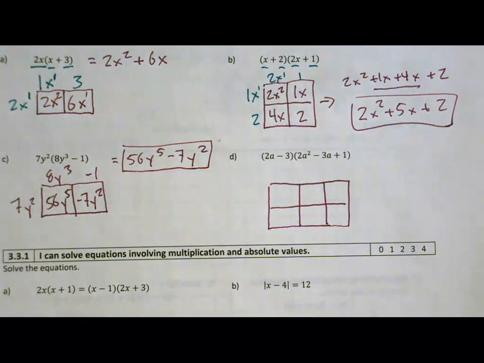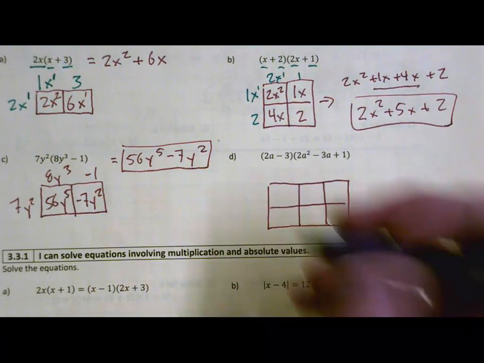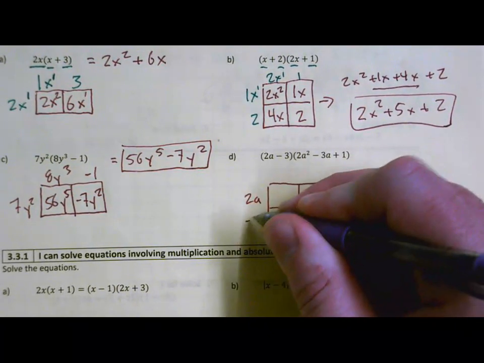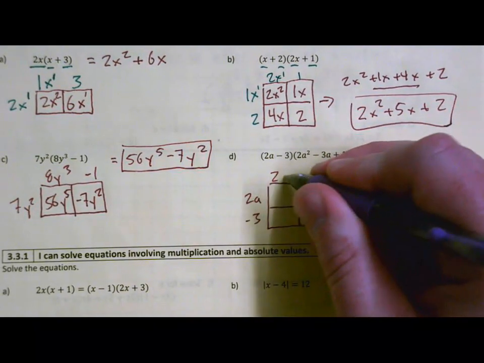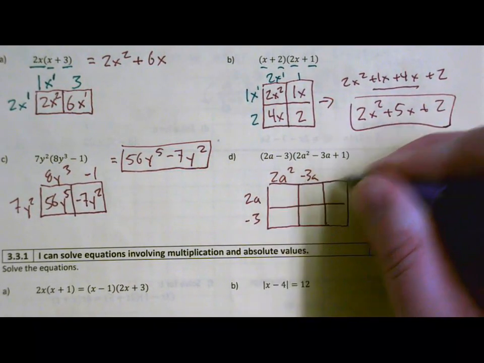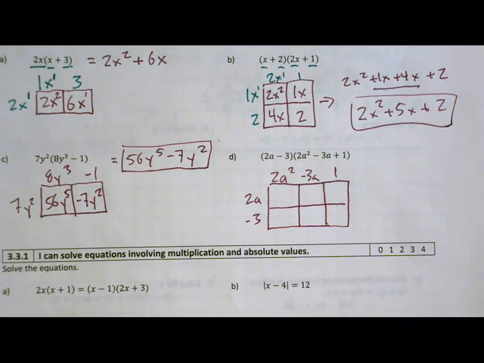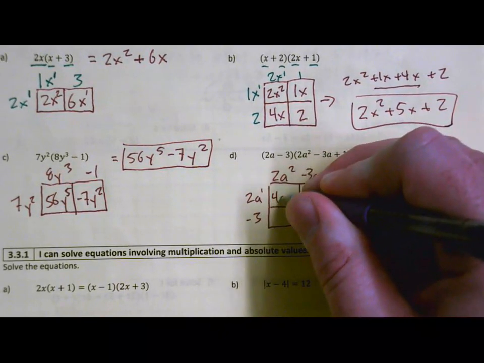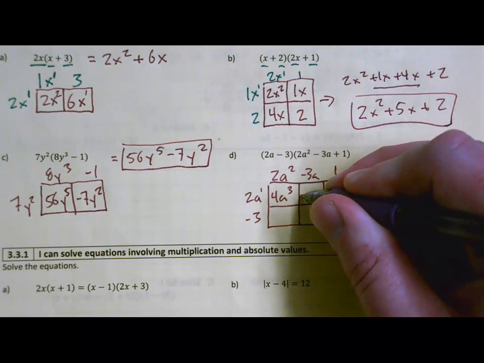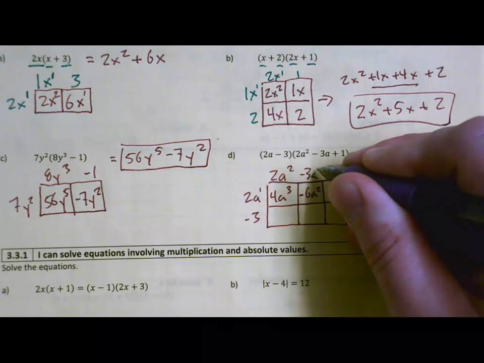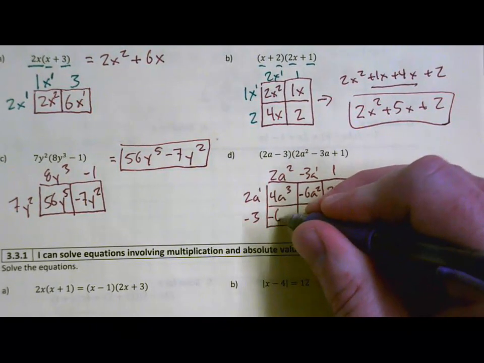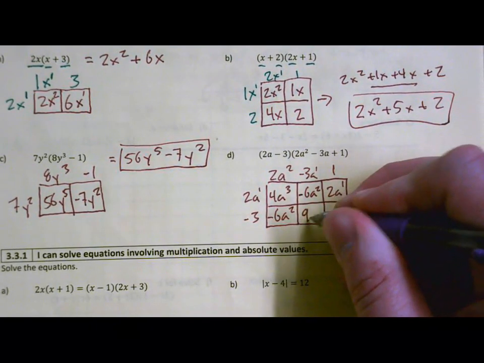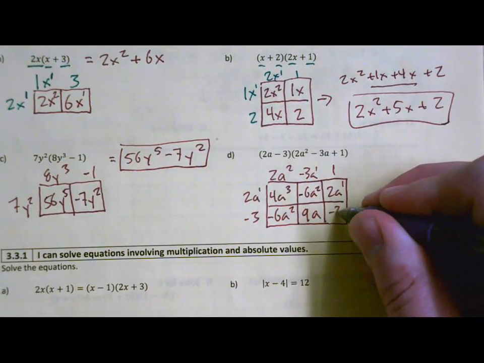All right, last one. We didn't do any that were a binomial times a trinomial together last time. Some of you did some of those challenge problems that had something like this, but it's the same idea. It's just a bigger rectangle. So if we go through and multiply, this would be 4a to the third. This would be negative 6a squared. This is 2a to the first. Down here we've got negative 6a squared. We've got positive 9a. And we've got negative 3.